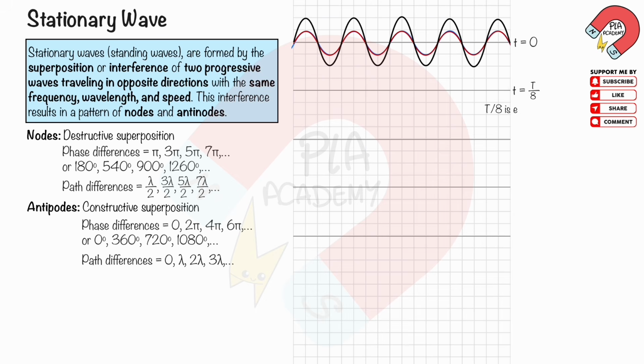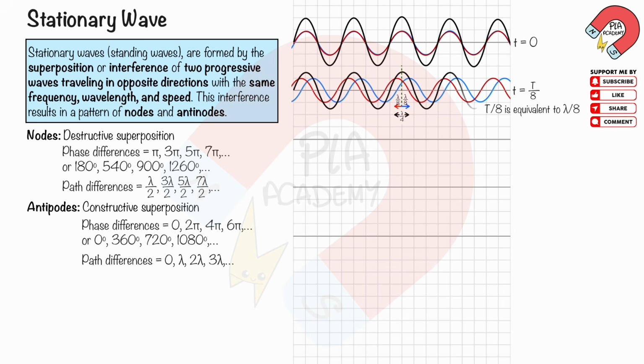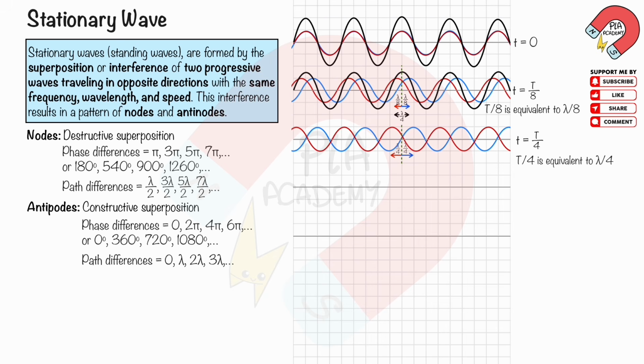After 1/8 of a period, each wave travels 1/8 of a wavelength in opposite directions, resulting in a separation of 1/4 of a wavelength. They superpose to form the stationary wave shown in the black wave. After 1/4 of a period, each wave travels 1/4 of a wavelength in opposite directions, resulting in a separation of half a wavelength. They superpose to form the stationary wave shown in the black wave.